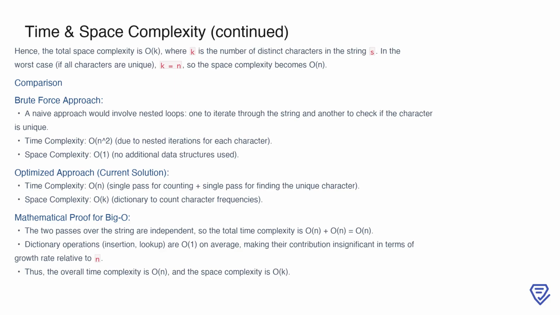time complexity. Finally, when we mathematically verify the big O, the two independent passes over the string contribute O(n) each, and since dictionary operations are O(1) on average, they don't affect the growth rate.